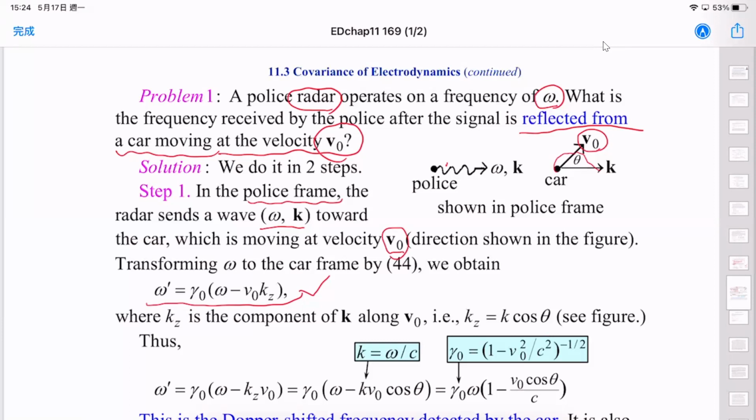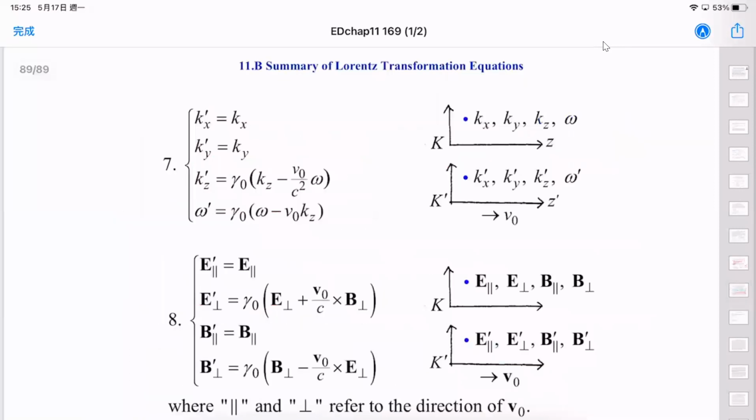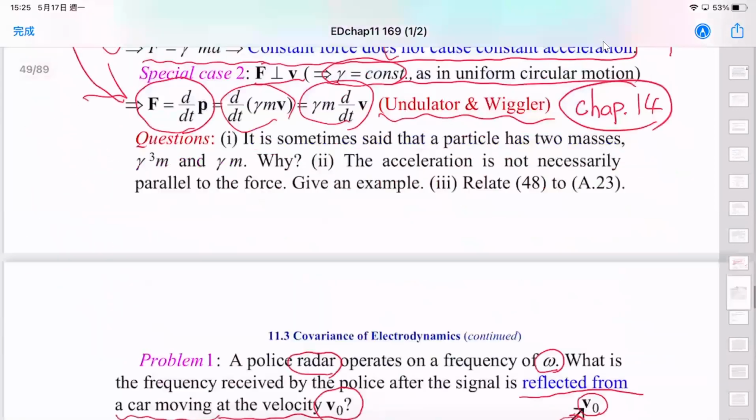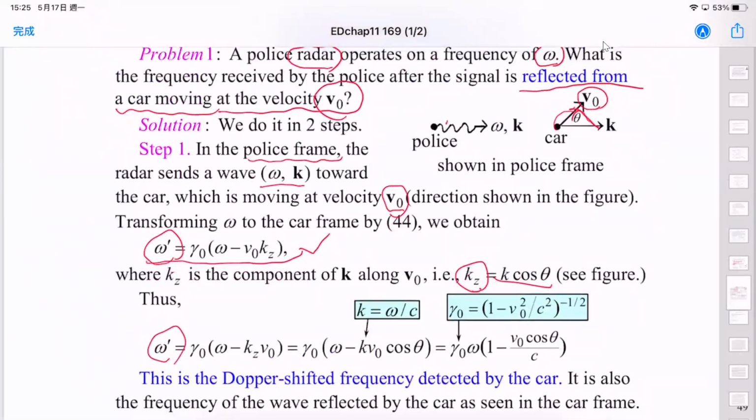We have omega prime, police frame, car frame, where kz is the component of k along v0. So along v0, therefore kz will be k cosine theta here in the z direction. So omega prime will be here: gamma 0 times omega minus kz v0. We know k; kz is shown here, omega over c, and v0 is here. So we can group gamma 0 omega times 1 minus v0 cosine theta over c. This is the Doppler shift frequency detected by the car.